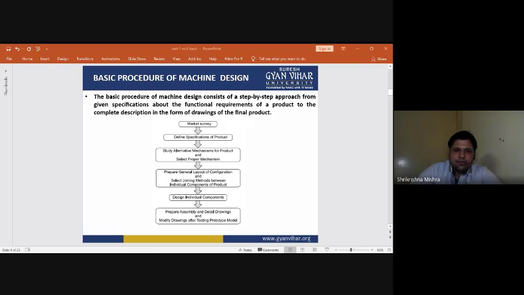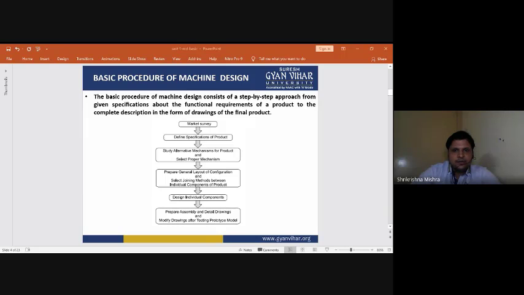Now coming into step number 1. Step 1 is what? Step 1 is product specification. The first step consists of preparing a complete list of the requirements of the product. The requirements include the output capacity of the machine and its service life, cost also, as well as reliability. In some cases, the overall dimension and weight of the product are specified.